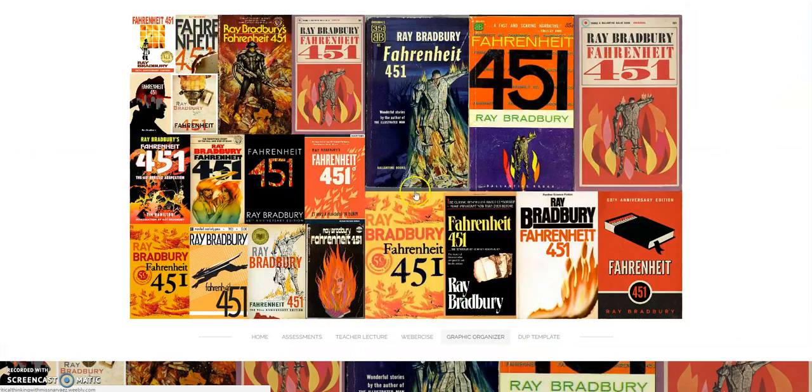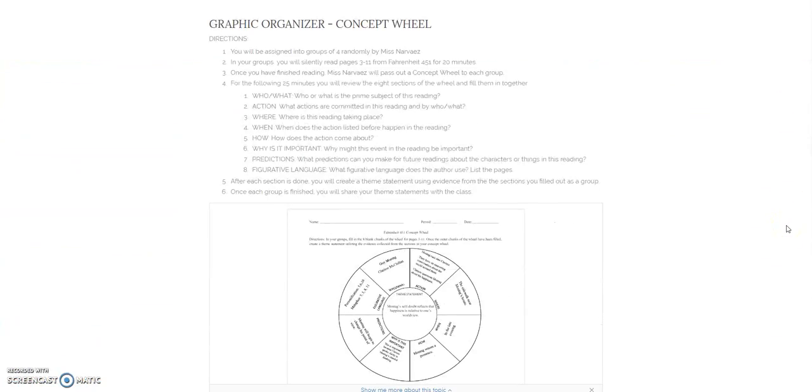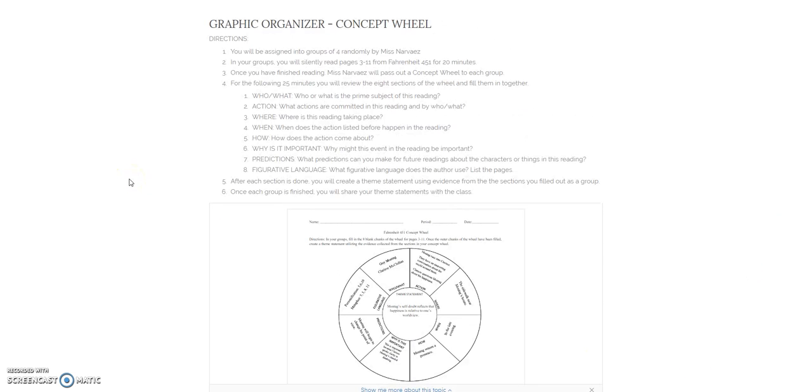Then for the graphic organizer, I did the concept wheel. I divided mine in 8 different sections, so I really like this concept for discussions. I had never thought about using a concept wheel as a basis for discussion. I like it because there's the chunks that they're using, so the who/what, the action.